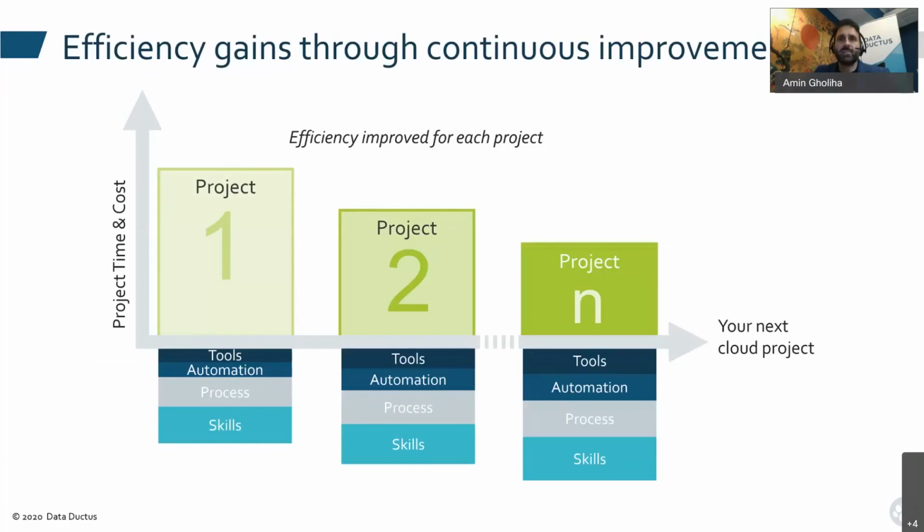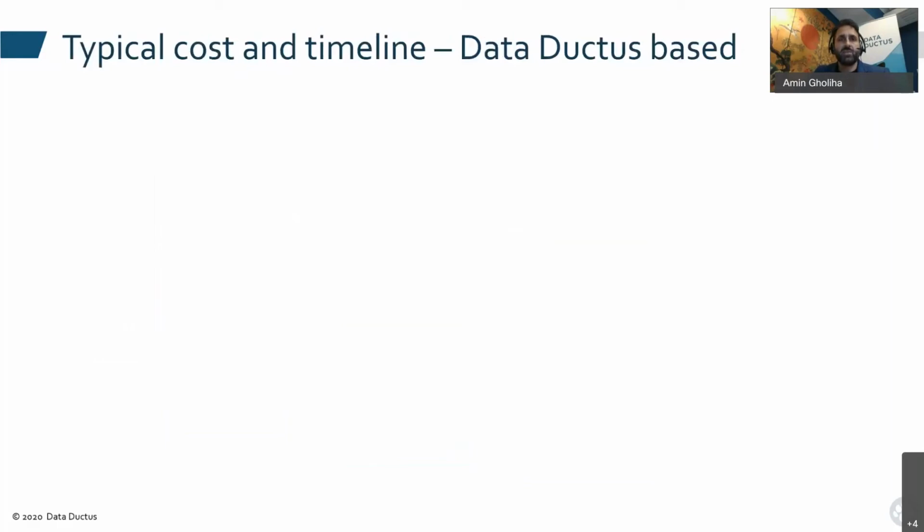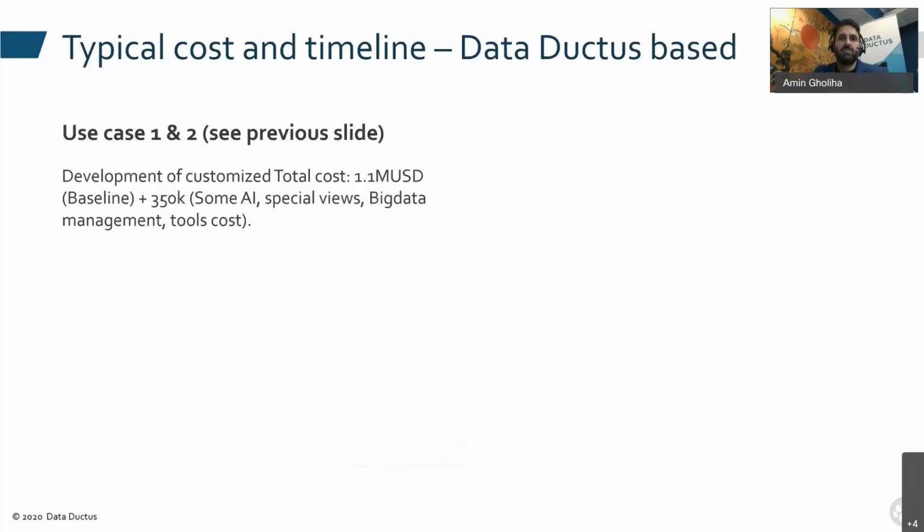What we typically see sometimes, for instance, for use case 1 and use case 2, is roughly development and customization cost of $1.1 million, and some additional costs if you need more AI or special views or big data management costs. And sometimes there are some external costs because we need to use some tools to upload massive amounts of data and so on, that we don't own ourselves. There are licensing costs and so on. So this is a very rough cost estimate. It really depends on what kind of solution you want.